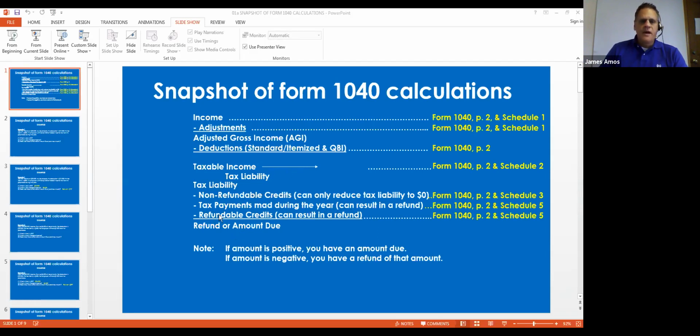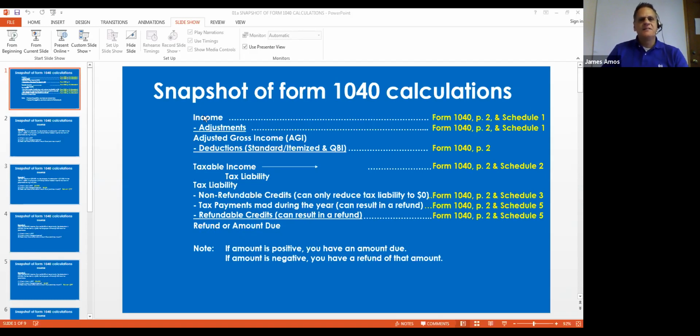You can also have refundable credits. These are, again, credits, but this type of credit can result in a refund. It can decrease the amount of tax you owe, and if you have no more tax that you owe, then what's left over can give you a refund. So, you end up with an amount due. So you get your tax liability minus non-refundable credits, minus tax payments that you made during the year, minus refundable credits. That gives you either a refund or an amount due.